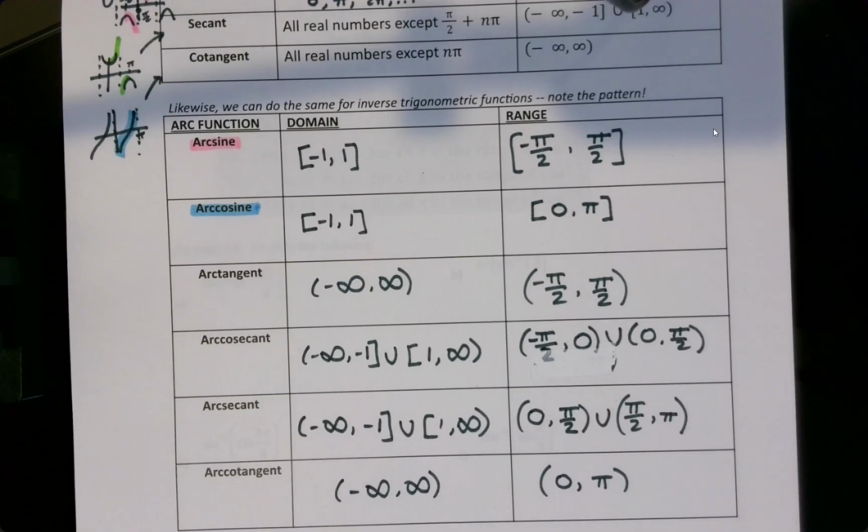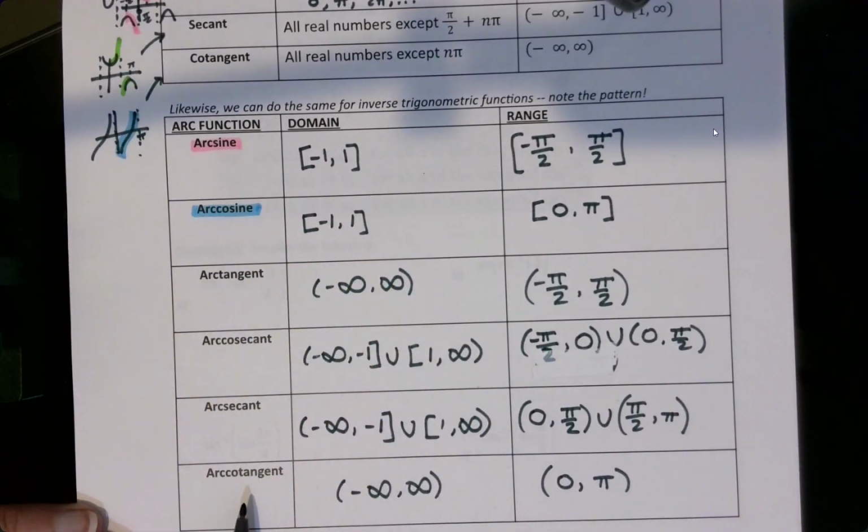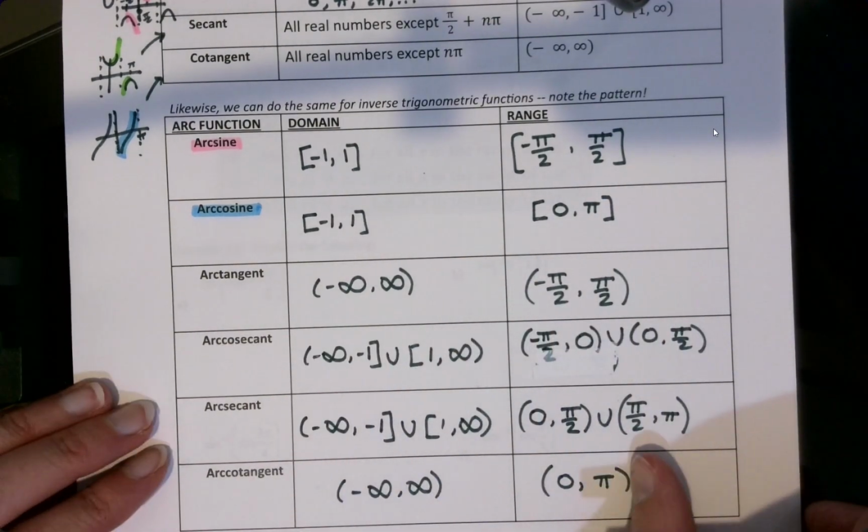So when we initially think about the domain and range of the arc or inverse functions, it's useful just to think about them in terms of the original 6 functions, since we can and already have studied what those pictures look like. And that helps us predict what these are going to look like.